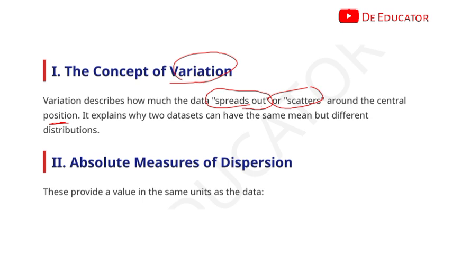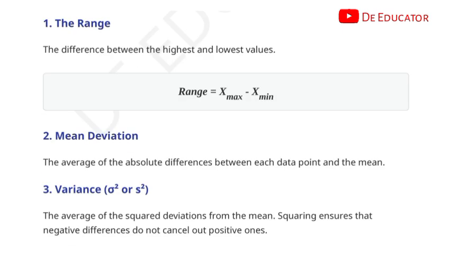All right, so the next one we have is absolute measures of dispersion. An absolute measure of dispersion provides a value in the same units as the data. Under this we have the range. Range is the difference between the highest and the lowest value. So highest value minus lowest value will give us the range.